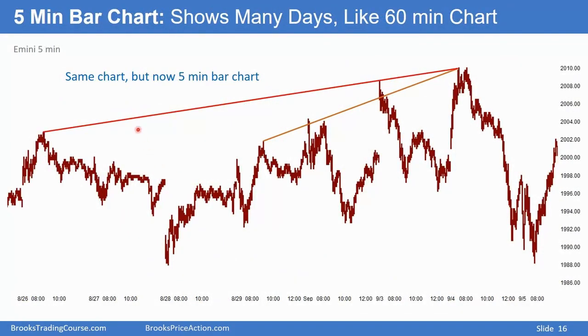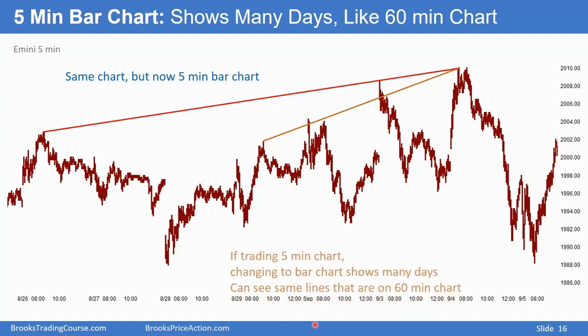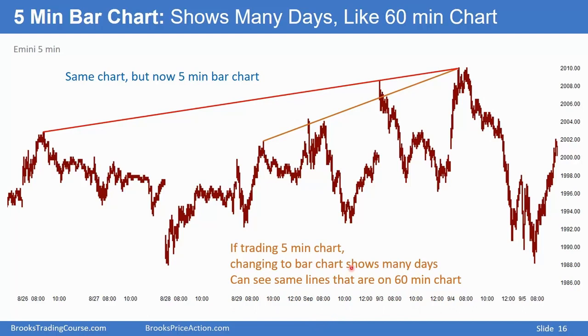Take a look at this. This is the same chart. The last chart was a 60-minute chart. This is a 5-minute chart, and I compressed the bars so that it would look the same as that 60-minute chart. And these lines are the same. 1, 2, 3, and then over here as well. You can compress the bars and put a whole bunch of bars on the chart and get the same shape as I just showed on that 60-minute chart.